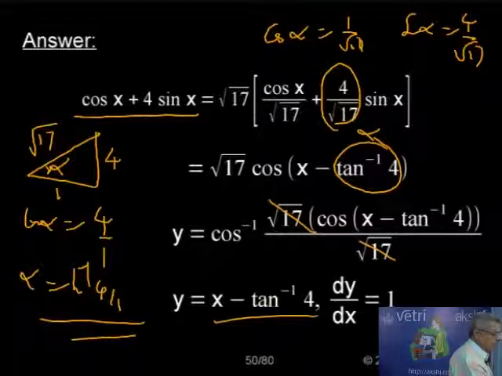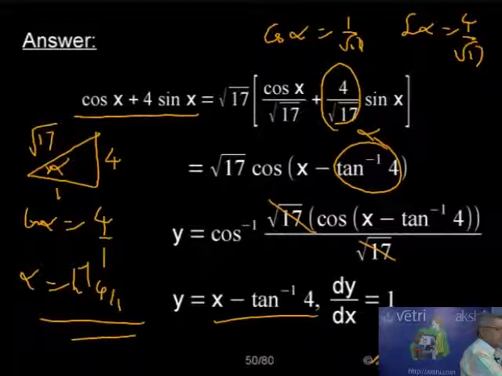Therefore, dy by dx is equal to 1. This problem can be asked under integer type, under section C. Section C, integer type: dy by dx is 1, 2, 3, 4, which is the correct answer? We are getting dy by dx is 1. I repeat again: we are replacing 1 by root 17 by cos alpha and 4 by root 17 by sin alpha from this triangle, where cos alpha is 1 by root 17 and sin alpha is 4 by root 17.